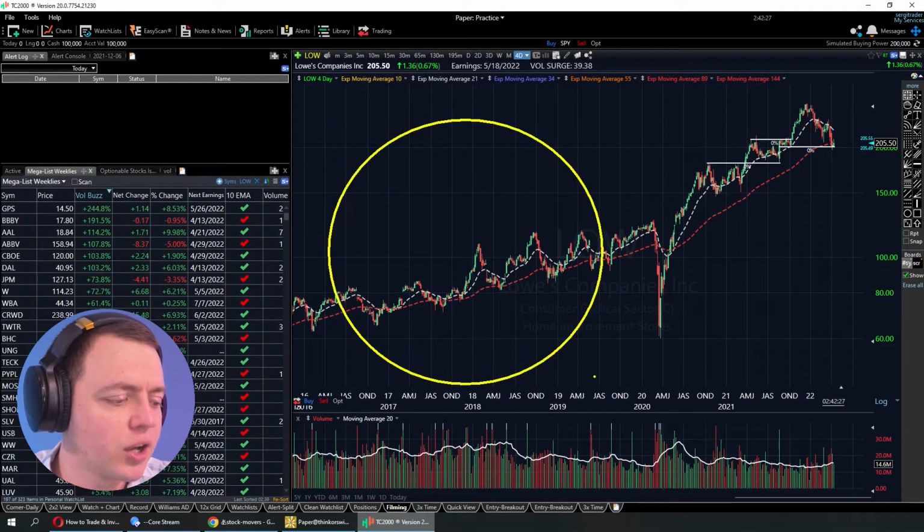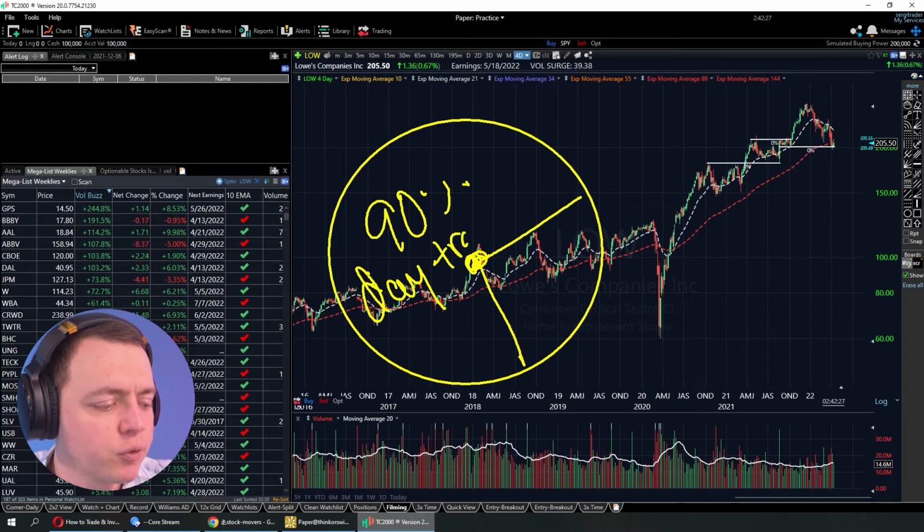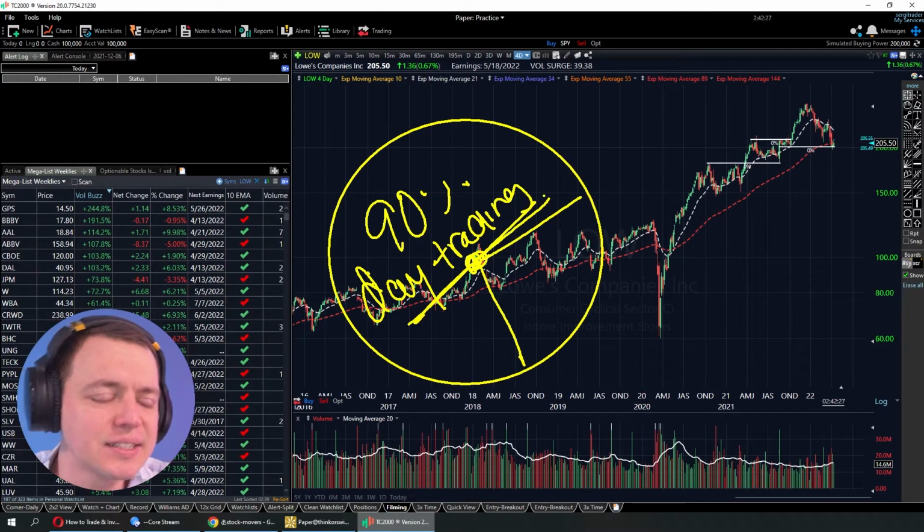So I'm going to draw a little pie shape here, and let's pretend this is your full capital. What people do is they use like 90% of their money for day trading. But unfortunately, day trading is not going to be as consistent all the time. It's a faster type of trading.